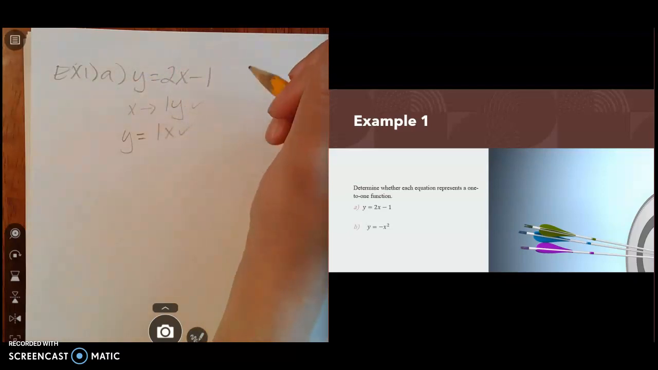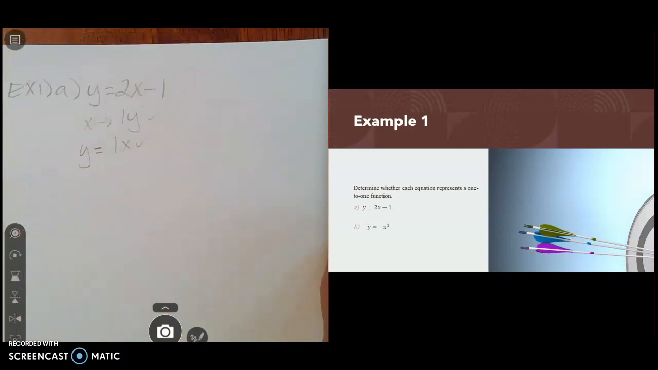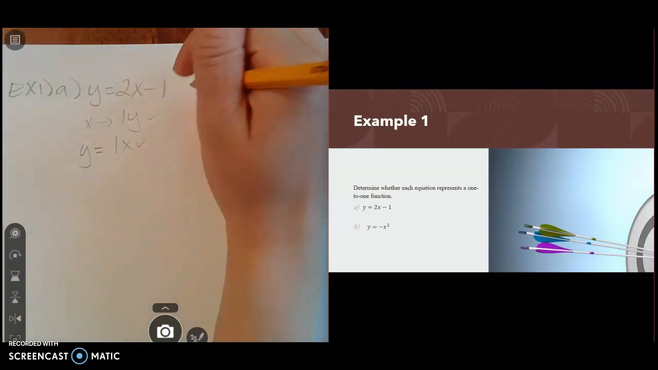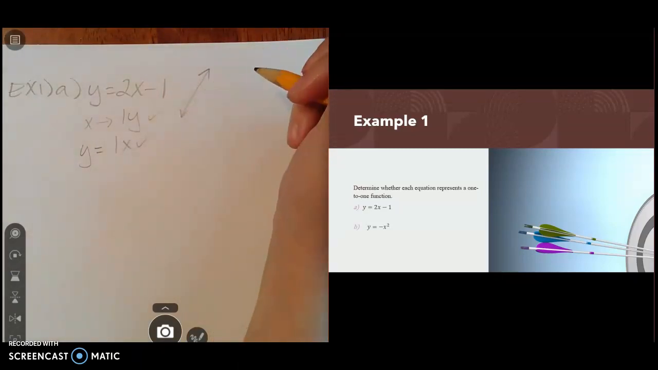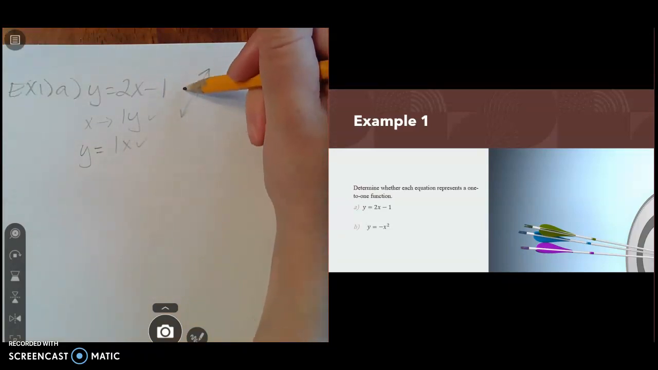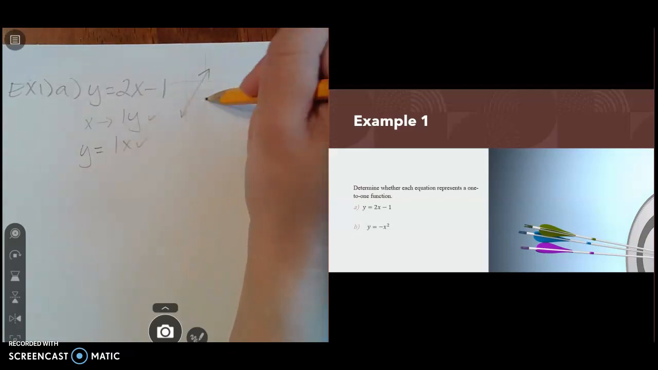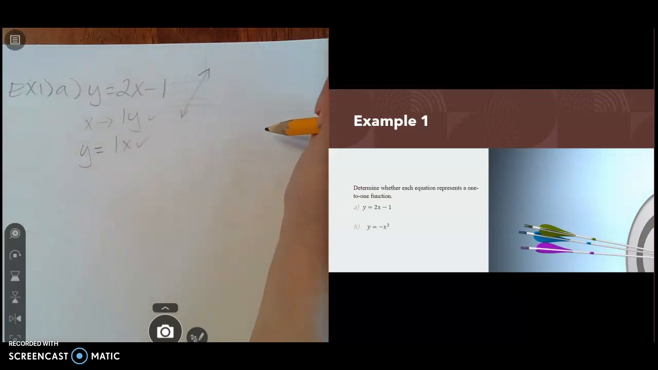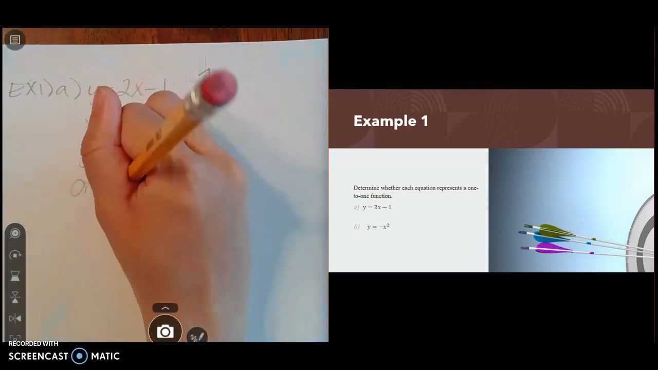So that's good. Visually, you guys probably might know what this looks like. y equals 2x minus 1 is a diagonal kind of line, where the slope is 2 and the y-intercept is -1. So the vertical line test, every vertical line you could possibly make just goes through one point. Every horizontal line that you could possibly make just goes through one point. So it passes both of those tests. So this is a one-to-one function.